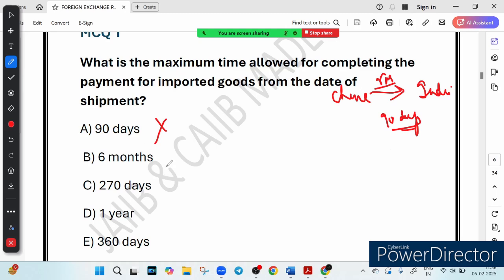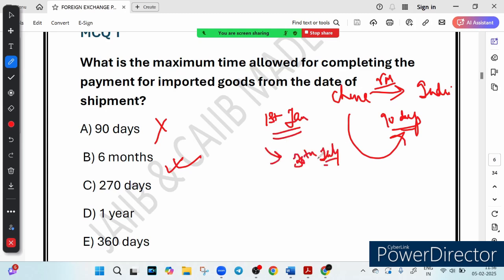Now option B says 6 months. Yes, as per RBI and FEMA guidelines, the importer must complete the payment within 6 months from the shipment date. This ensures timely international trade settlement. For example, like in the previous case, an Indian company has imported goods from China, right? Suppose it imported on 1st January. So they must pay by 30th June. That is the 6 months. The importer must pay by 30th June, right?